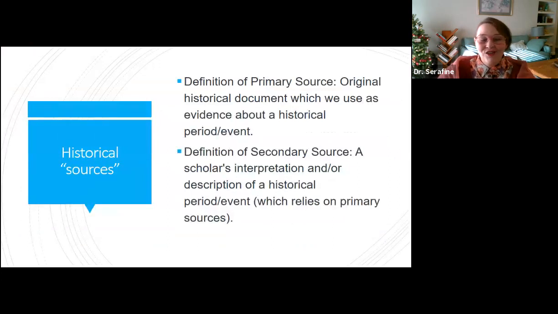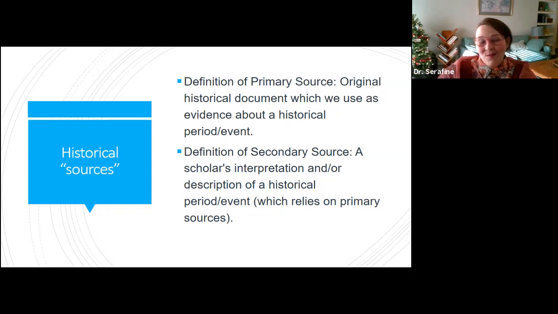Before we jump in any further to our discussion of these historical methods using the figure of Christopher Columbus, I want to make sure that we're all on the same page with what it means when I say primary and secondary sources. You'll note a couple of definitions here. A primary source is an original historical document, which historians use as evidence about a historical period or event. Whereas a secondary source is a scholar's interpretation and/or description of a historical period or event, which relies on primary sources. So secondary sources rely on primary sources to create an argument about history.